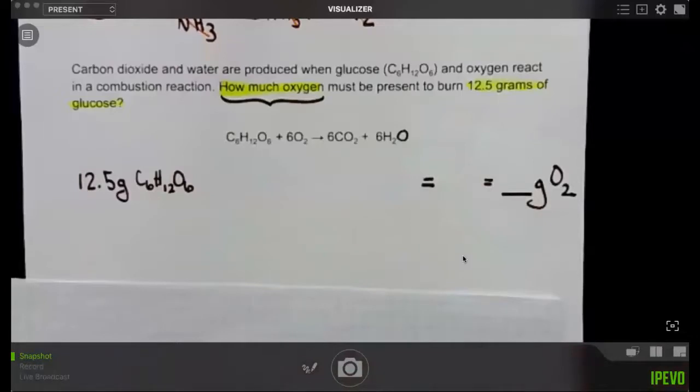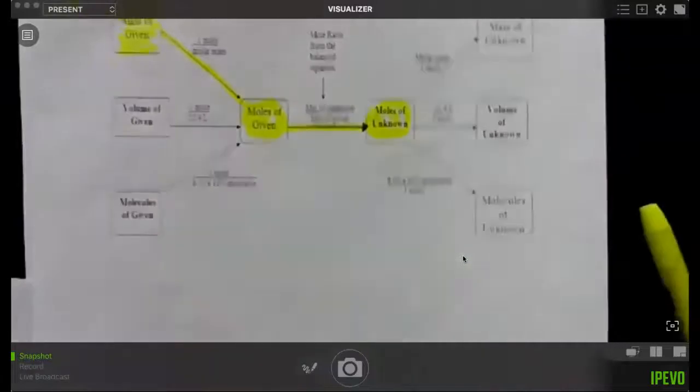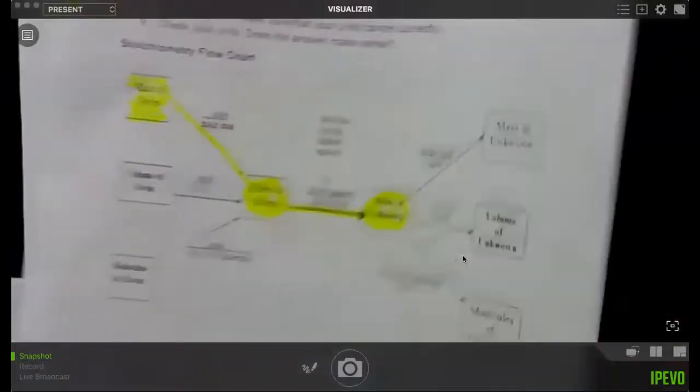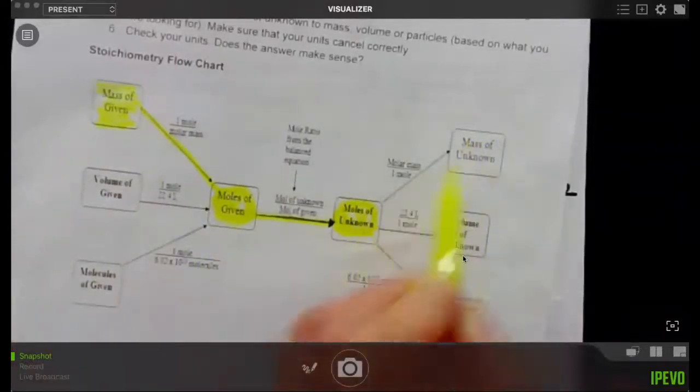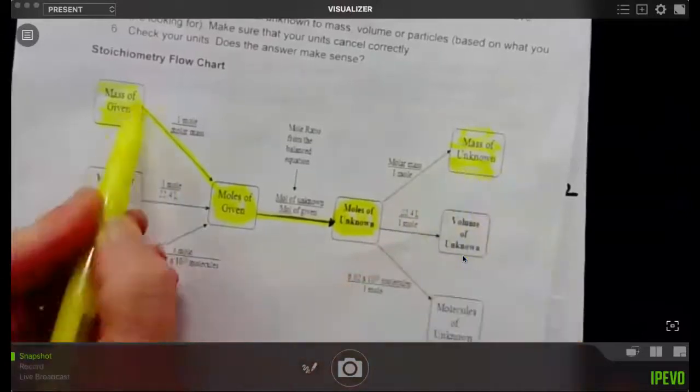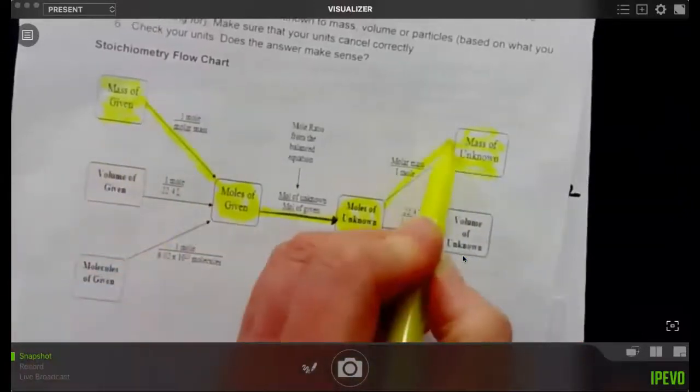I just need a little more room because C6H12O6 is really big. So I'm going to go back to my mole map. Once again, I'm going to start at mass, go to moles, convert from moles of one to moles of another, and then the mass. That's 1, 2, 3 steps.